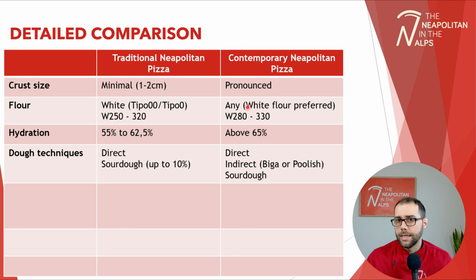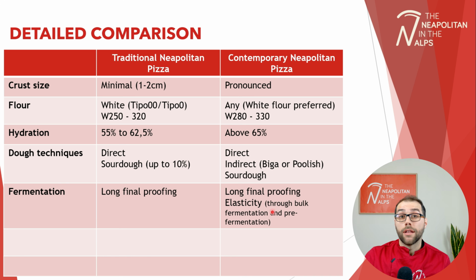Regarding the dough techniques for preparation, the traditional Neapolitan pizza allows only a direct dough preparation or sourdough up to 10%. For contemporary Neapolitan pizza, we can use whatever we want. Direct approach, indirect preparation method with biga or poolish, or even sourdough.